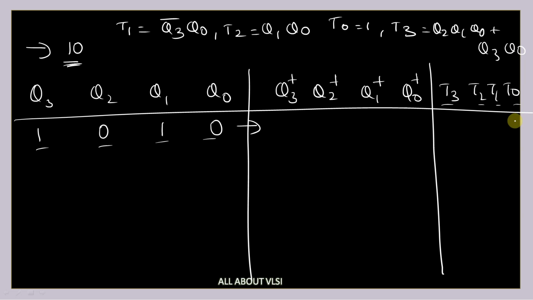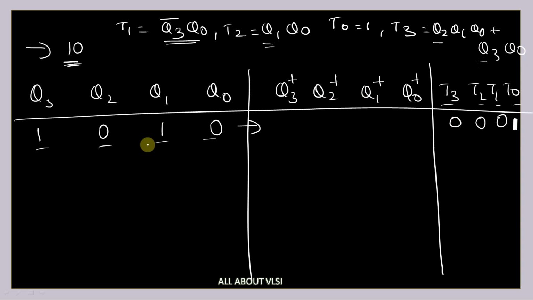So T0 is equal to 1, and for T1 you can substitute the values of Q3 Q2 Q1 Q0. Q3 is 1, so Q3 bar is 0, and T1 is equal to 0. T2 is Q1 into Q0, where Q1 is 1 and Q0 is 0, so T2 is also equal to 0. For T3, Q2 is 0, so that whole term becomes 0, and Q3 is 1 and Q0 is 0, so this is also equal to 0.